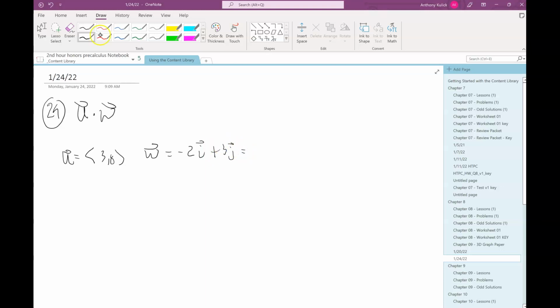So first thing I would do is convert vector w into component form. Again, the coefficient on the i is just the x component, and the coefficient on the j is just the y component. My definition for a dot product is we multiply the x components together and then add them to the product of the y components. So negative 6 plus 24 is 18. And that's that.